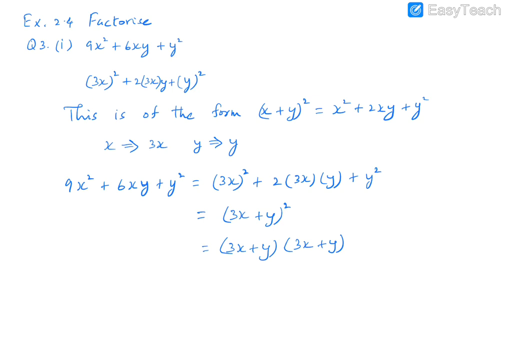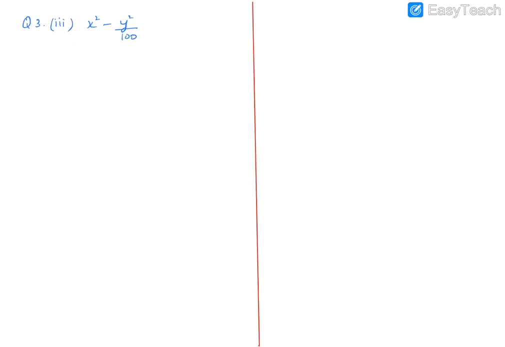Okay, let's now do one more sum from the exercise where we will be using a different identity. In the previous two examples, we have used the identity x plus y the whole square, right? Let's see some more examples of factorization where a different identity would be used. So in this case, we have x square minus y square divided by 100. So how can we rewrite this?